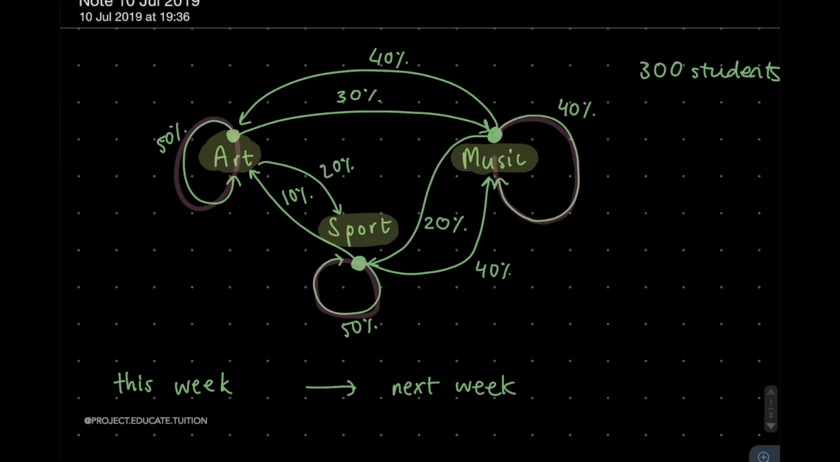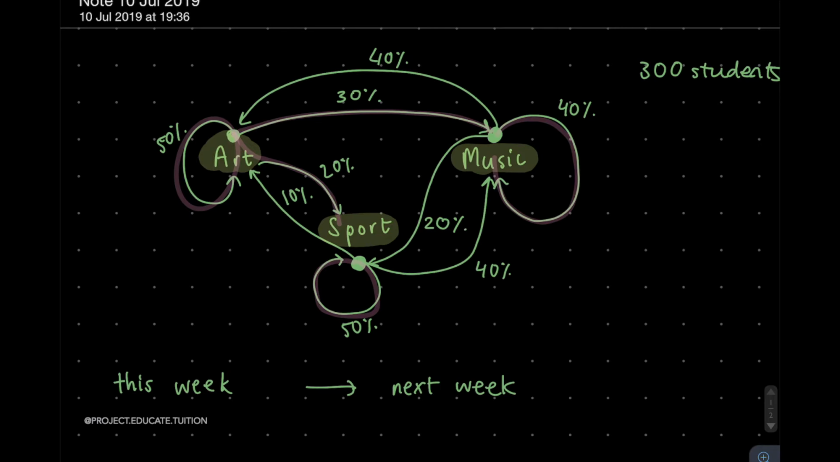Let's have a look at art. Let's just focus on this vertex to start off with. So we've already identified that there's a 50% chance that the student doing art this week may do art again next week. Now, there's a 30% chance that the student doing art this week may choose to do music next week. And then there's a 20% chance that the student doing art this week may choose to do sport next week. So each vertex, art, music and sport, they all express this.